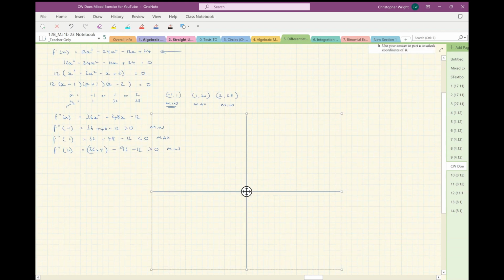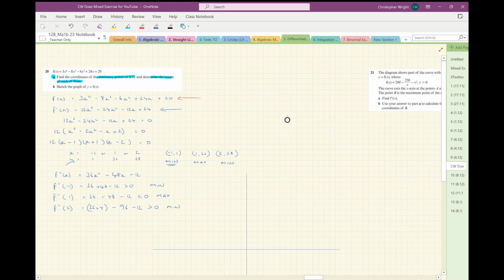Okay, so what do we know about this function then? Well, I know that its y-intercept is at 20. So let's put 20 here, and I know that's its y-intercept there. Now, I know it has a minimum at, let's make this 1, and let's make this 2, at (2, 28). So I'm going to give it a point here. That's 28, and I know that that is a minimum.